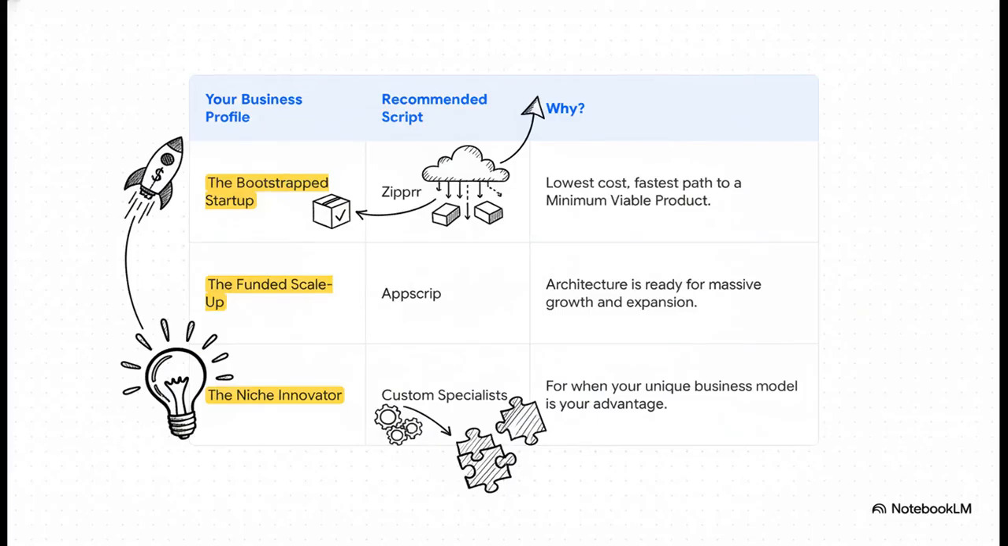And here it is. This is the final cheat sheet, the ultimate takeaway. It matches your business profile directly to the perfect script. So look, if you are the bootstrap startup, Zipper is your ticket. It's the lowest cost and the fastest way to get a product out there. If you're the funded scale-up, you go with AppScript because its architecture is ready for that massive growth. And if you're the niche service innovator, then your answer lies with one of the specialists, Illuminati Inc., Verboset Labs, or Hyperlocal Cloud, because that's where you'll get the custom flexibility your unique model needs.